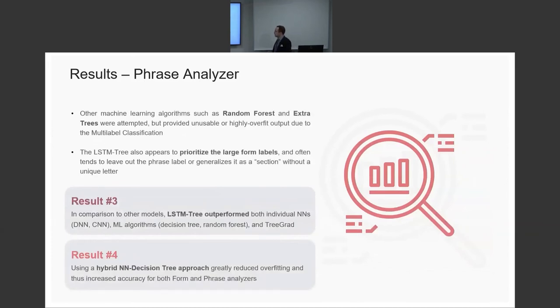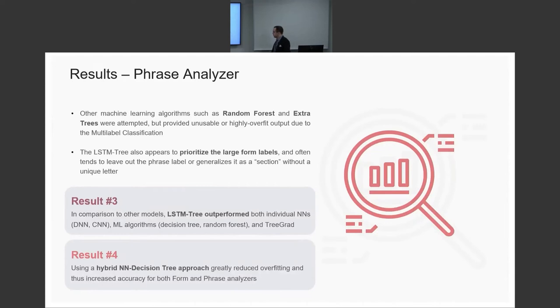Other machine learning algorithms such as random forest and extra trees were attempted, but they provided either unusable or highly overfit output due to the multi-label classification. The LSTM tree also appears to prioritize the large form labels, as you might have noticed, and often tends to leave out the phrase label or generalizes it as a section without giving it a unique letter.